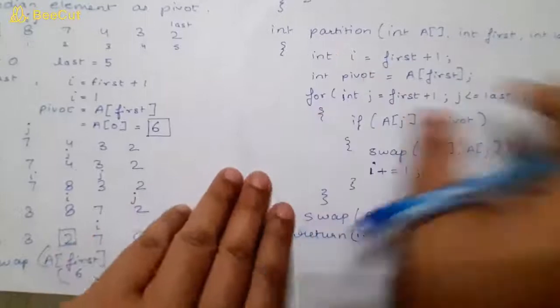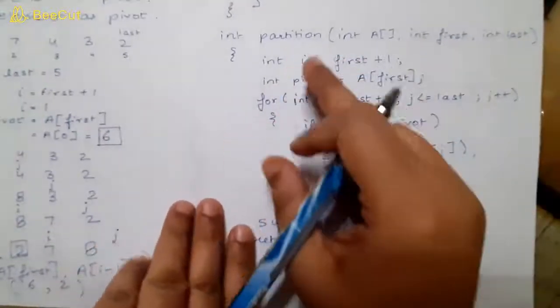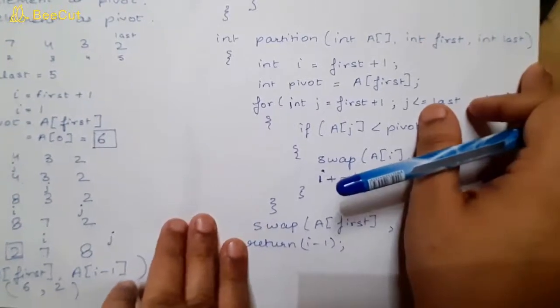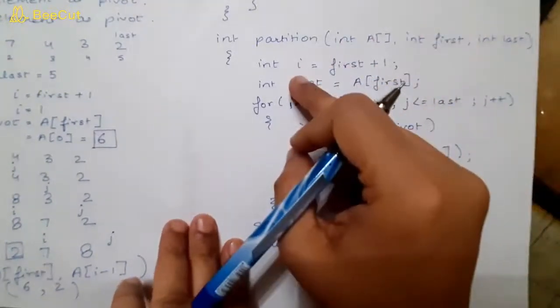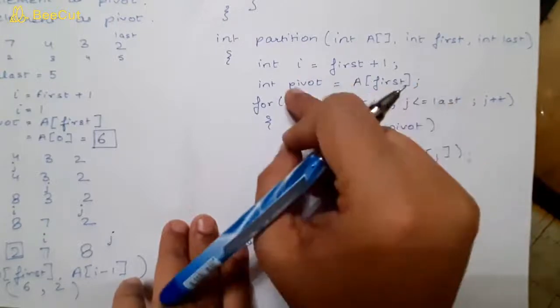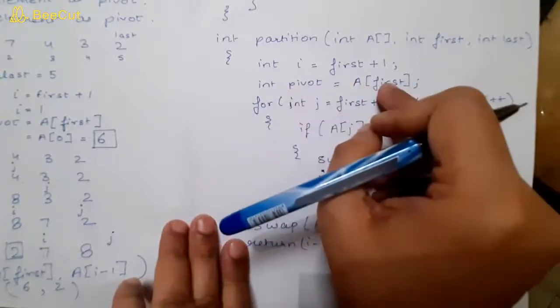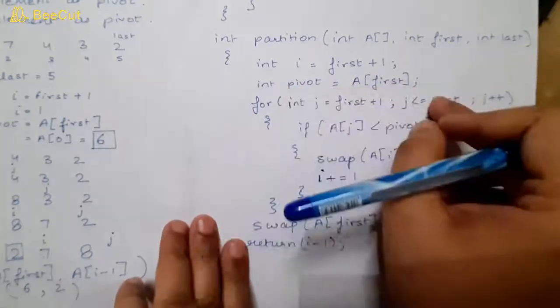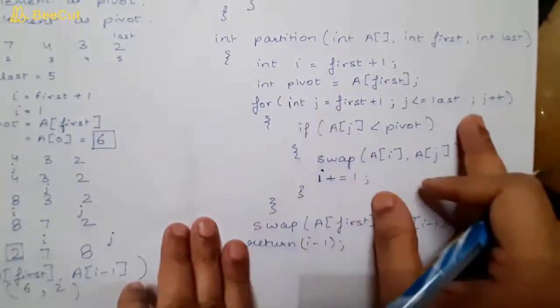In partitioning, again see what we are doing. In partitioning, you have to take two variables, first and last. These two variables are passed as arguments. i will be holding the value of first plus 1. Pivot, as in our code we are taking the first element as pivot, so a of first will be pivot. We are running our loop from j to last.